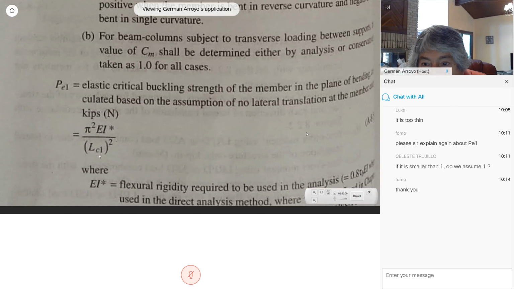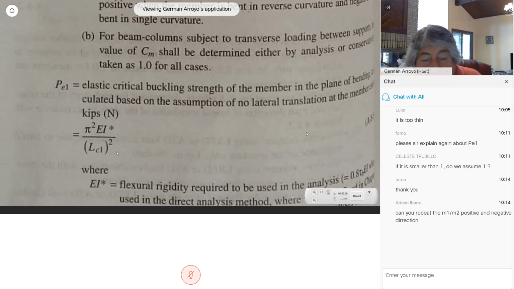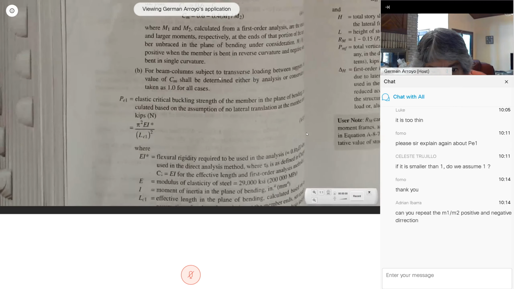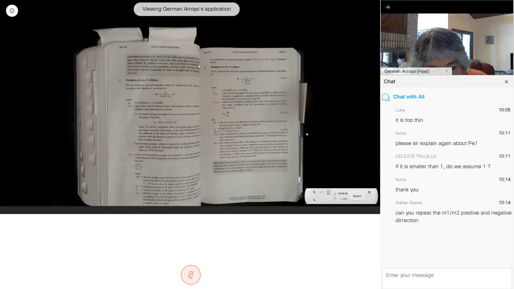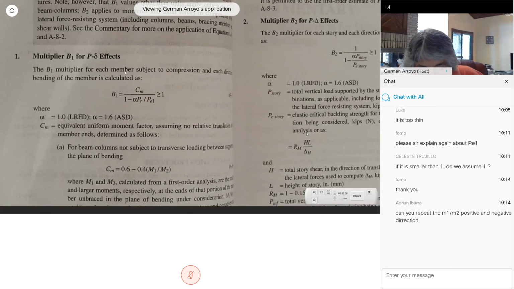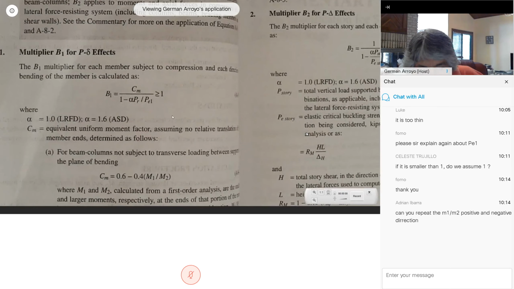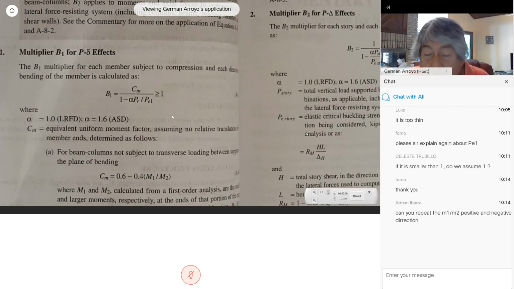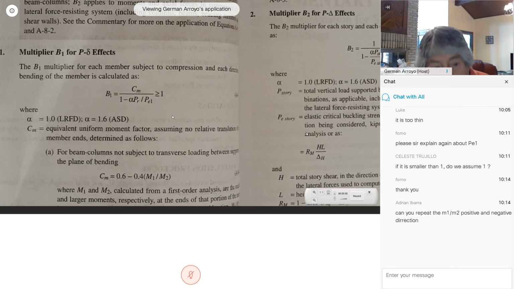Okay. So remember, for your homework, you have to use this. The other question is about this. This is a magnification factor. So it's going to magnify the moment because of the secondary moment. So it cannot reduce the moment. So this has to be at least equal to one or larger than one.